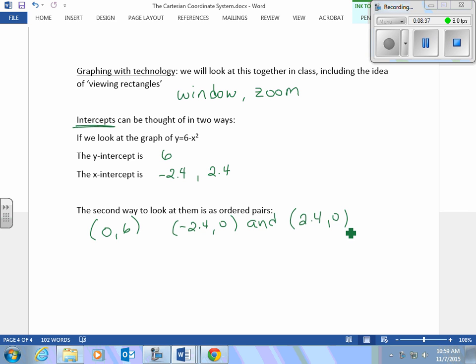You can think of the intercepts as ordered pairs or as single numbers. When you see it as an ordered pair, it helps you to realize that your y-intercept occurs when x is equal to 0, and your x-intercept occurs when y is equal to 0. And again, we'll look at using technology along with these basic skills of Cartesian coordinate system graphing.